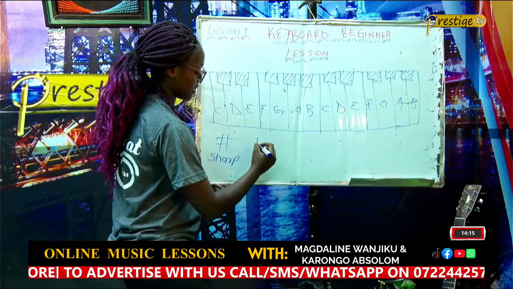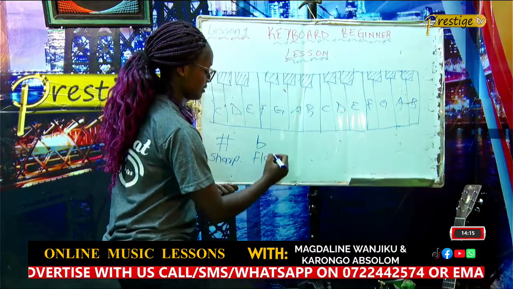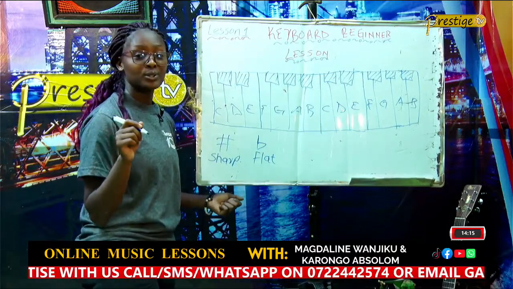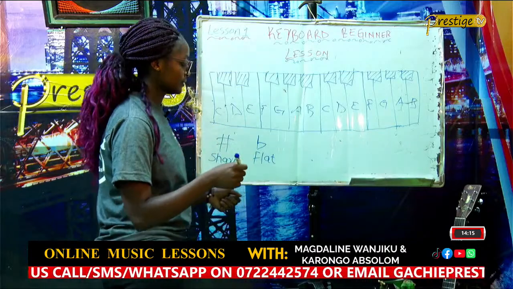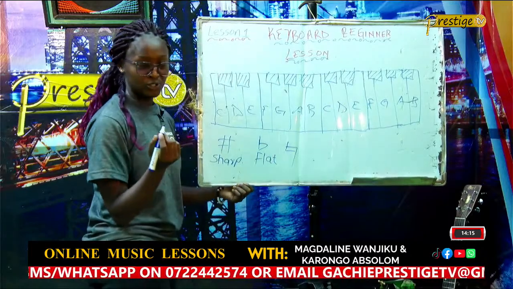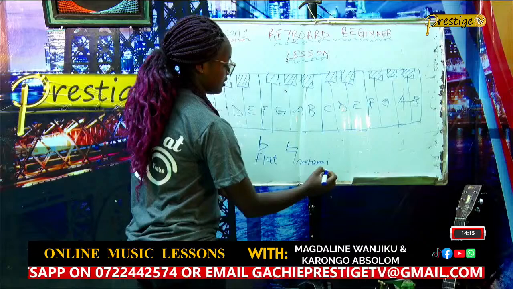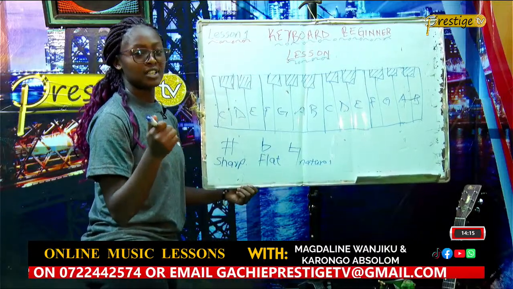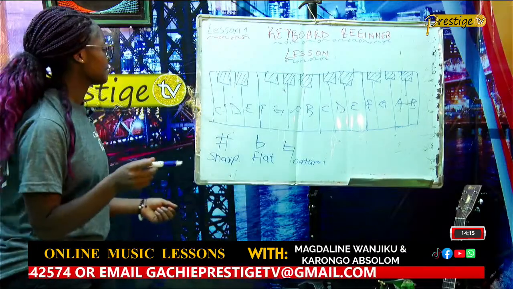And we have another accidental, it looks like a B. It's known as a flat. It's used to lower a note a semitone, or a half note lower. And another one is called natural, but we are not going to use it. You only use it when you're reading music from a score, to show that you have restored the notes.